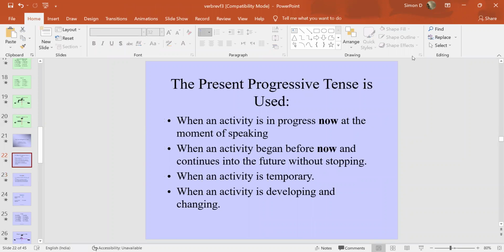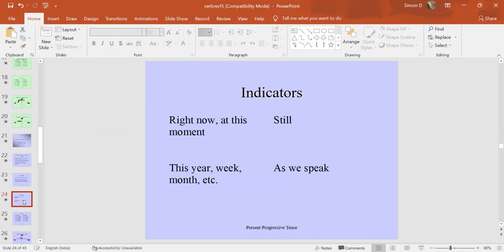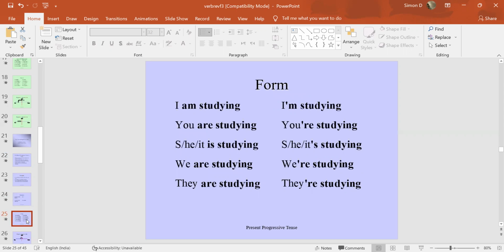Present progressive: when an activity is in progress now, at the moment of speaking. The activity began before now and continues into the future without stopping. Also when an activity is temporary, or when an activity is developing or changing, in all these cases you can use the present progressive. Indicators are right now, at this moment, still, this year, week, month, as we speak. All of these are indicators of present continuous.